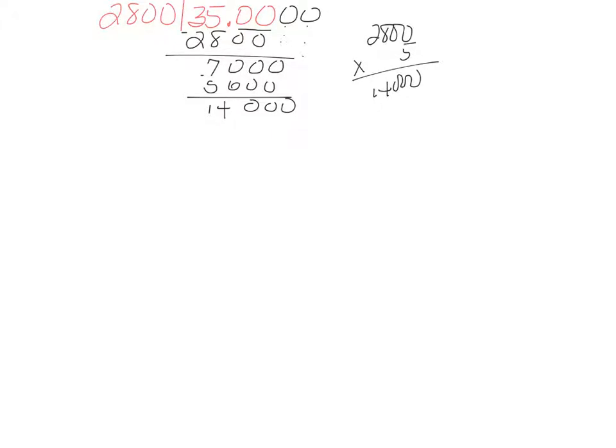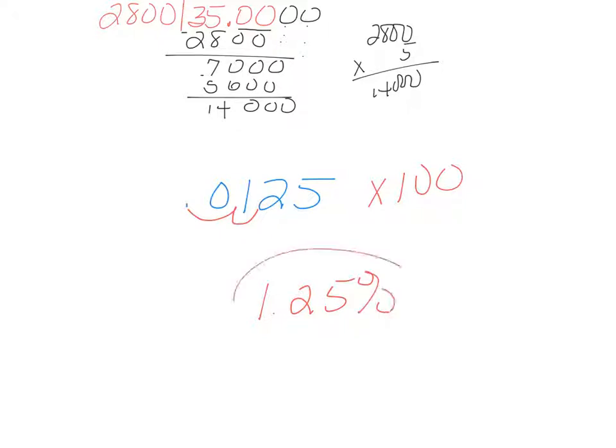0.0125, but we need it in a percentage. So to get it into a percentage, you can do one of two things. So here's our answer again. You can move the decimal point over once, twice, or you can just take it and multiply it by 100. Either way, you get the same answer. And so our answer here is 1.25%.